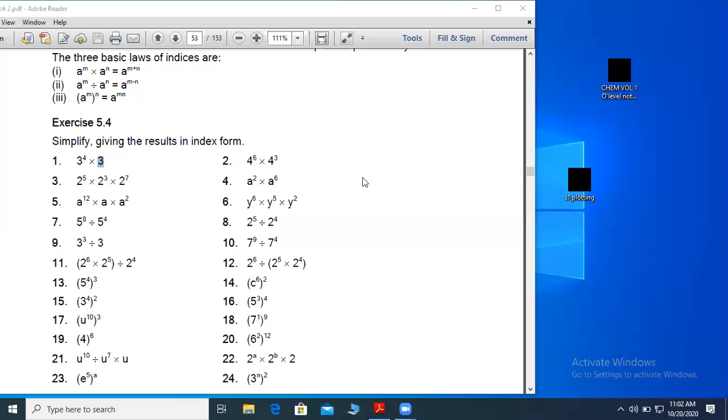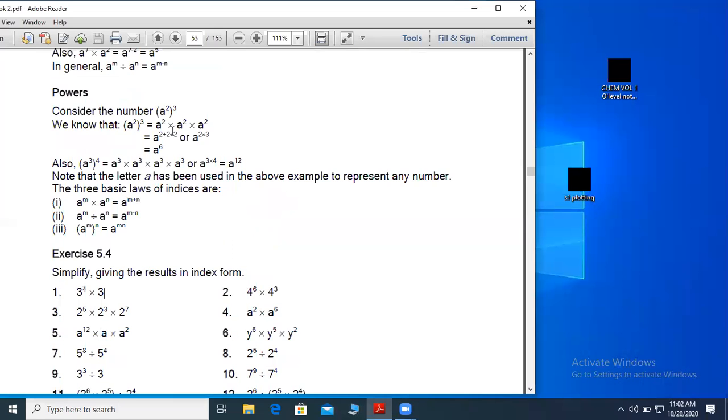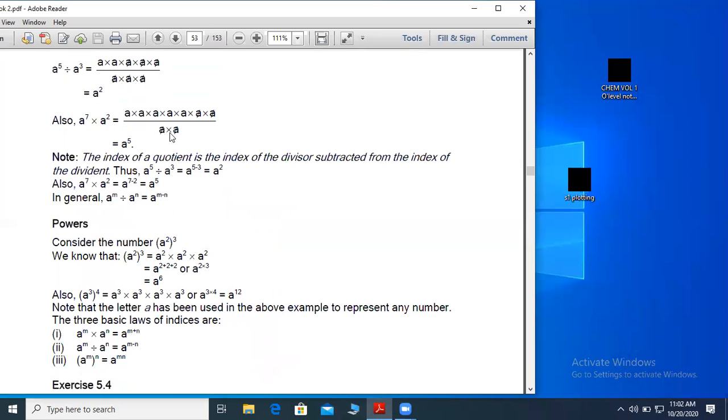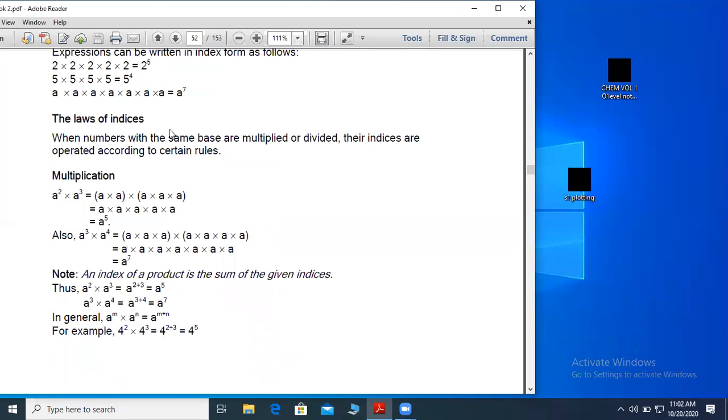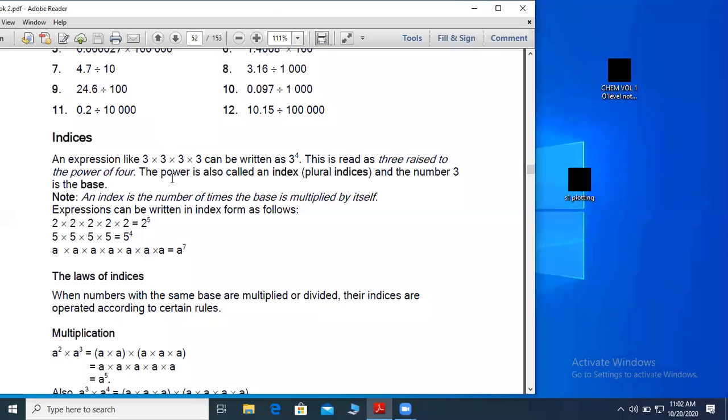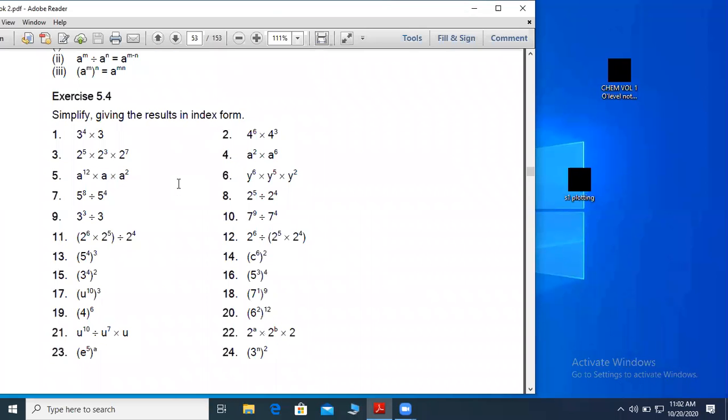So let me stop here. I'm going to send you this work, then you write the examples that we have discussed together, from here up to here. Then I will tell you the assignment to do from this exercise 5.4.